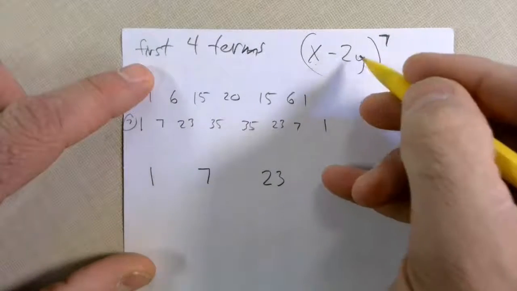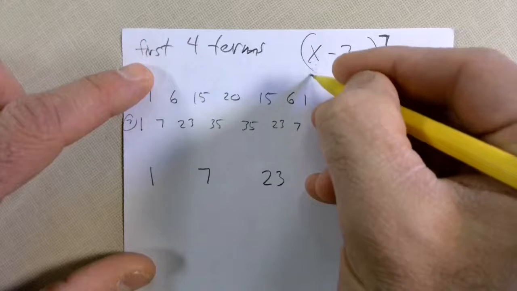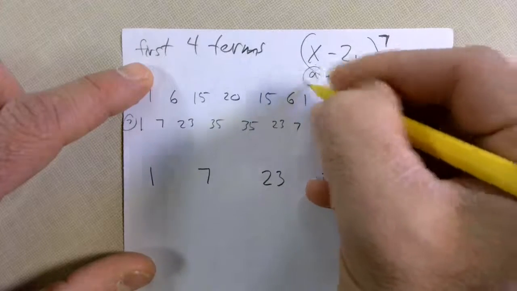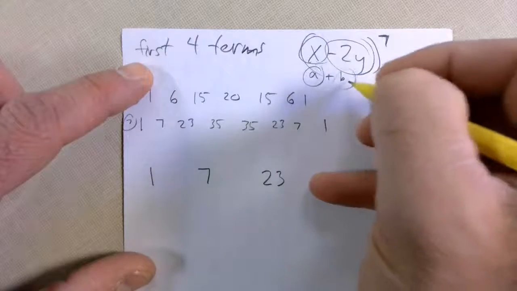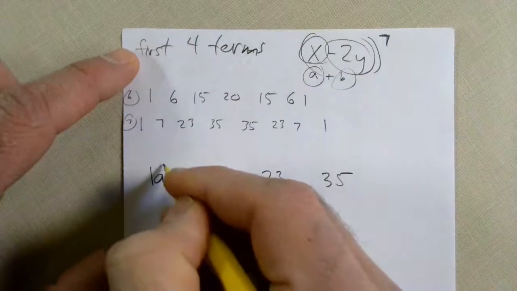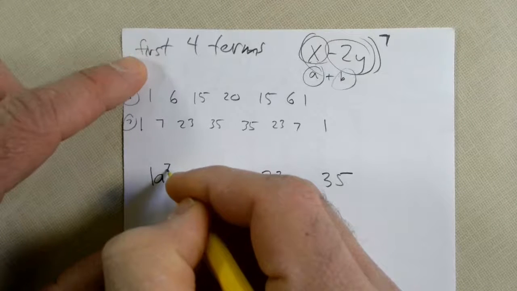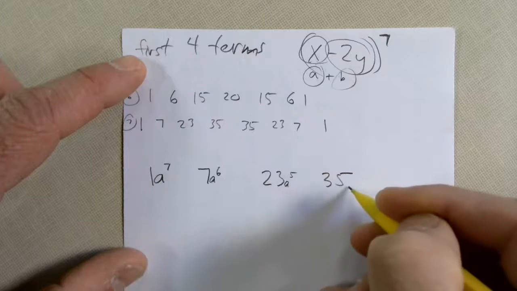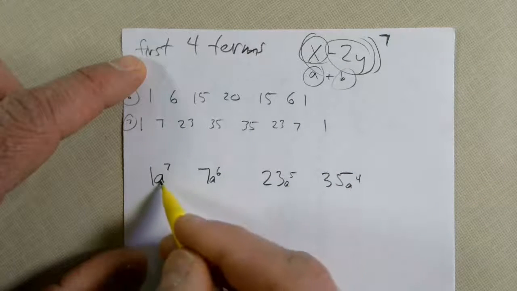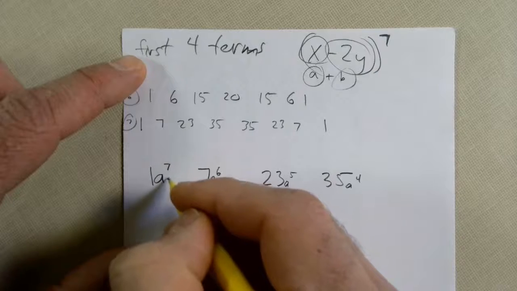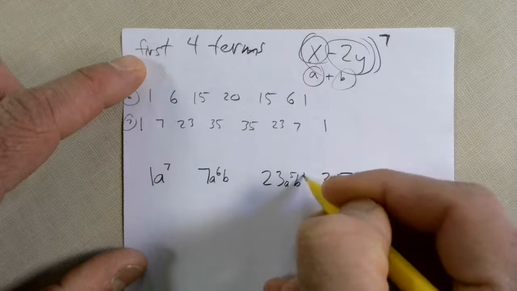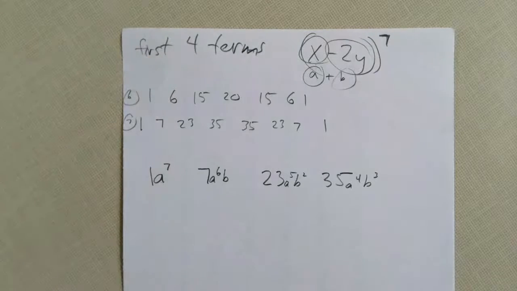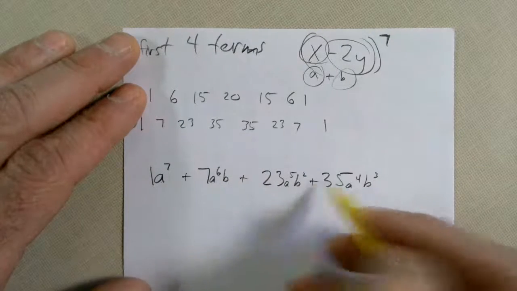Now, since we're dealing with an x and a 2y, I'm going to pretend this is an a and that this is a b. So a is equal to x and b is equal to 2y. And so I'm just going to do a to the 7th, a to the 6th, a to the 5th, a to the 4th. You just start at the top and go down. Then I'm going to do no b, b, b squared, b cubed. Now these are all pluses.